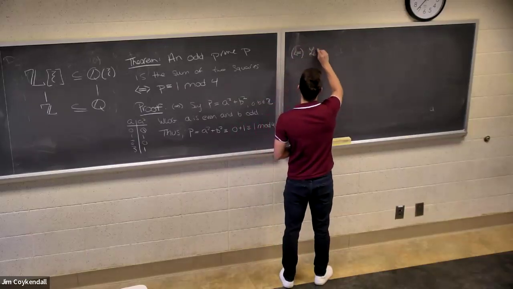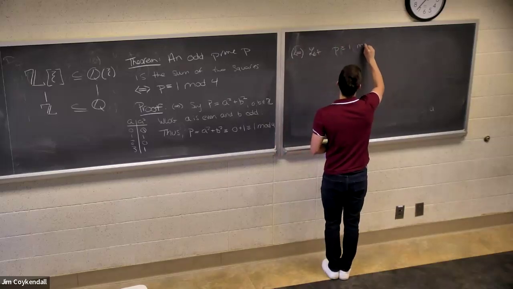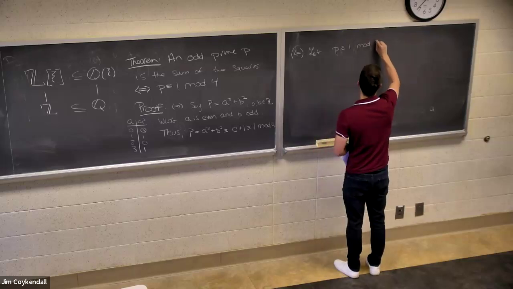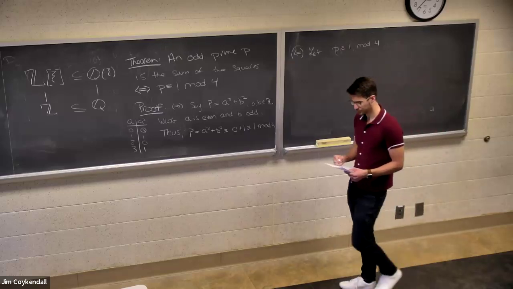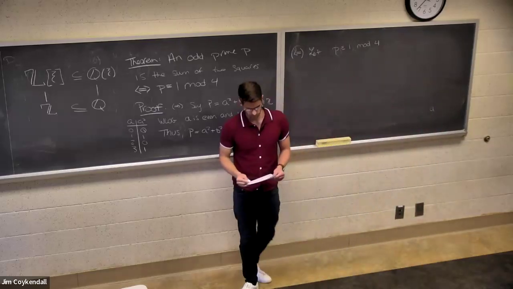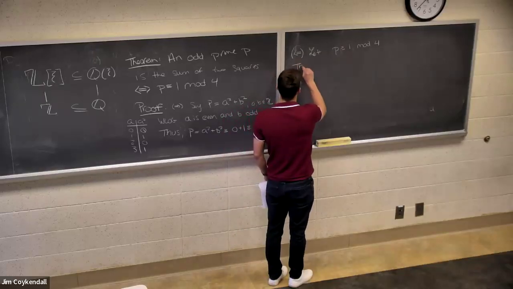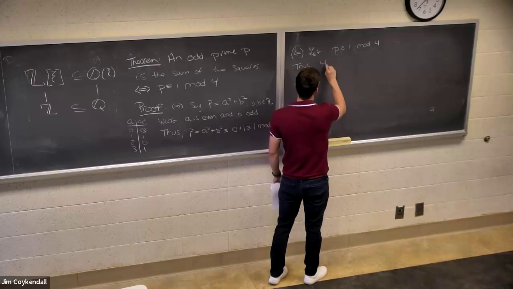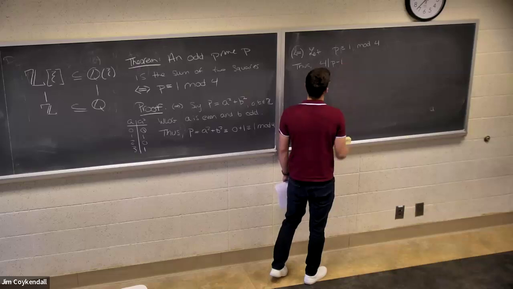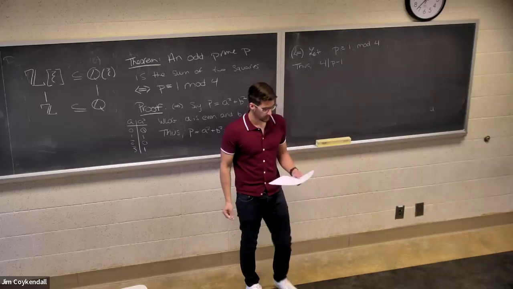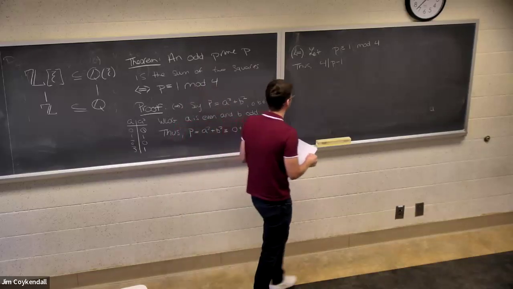We're going to let p be congruent to 1 mod 4. Where do we go here? Well, the significance of this is, for us, that 4 divides p minus 1. That's exactly what it means, by definition, for p to be congruent to 1 mod 4.